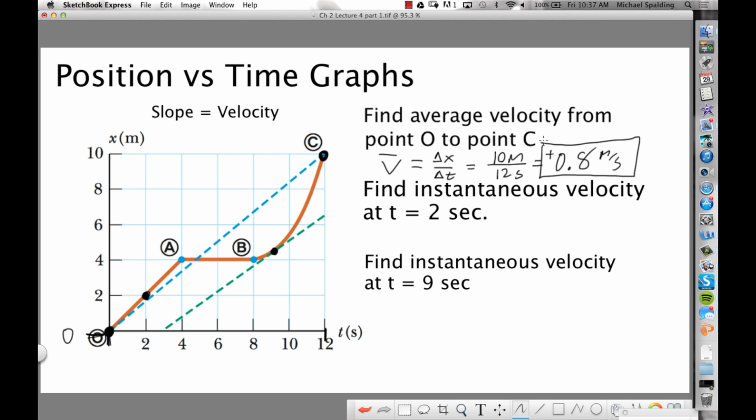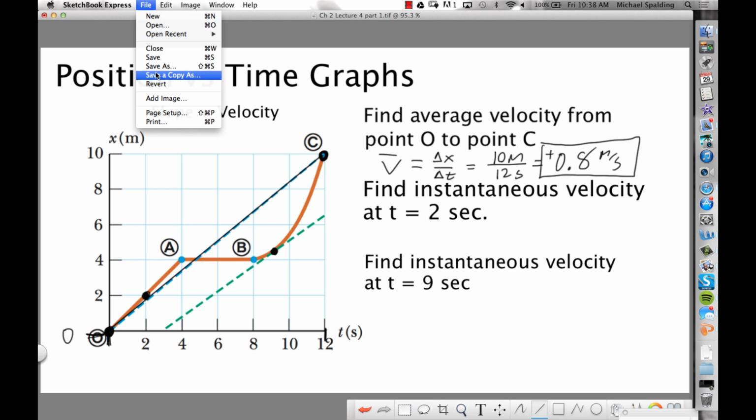Now, the thing I want you to realize here, all we did here is we basically connected point O and point C with a straight line and took the slope of that line. You take the 2 points you're focusing on, connect them with a straight line, take the slope of that straight line, and that will give you the average velocity between those 2 points. Okay? All right, next question. Find the instantaneous velocity at t equals 2. So let me revert this.